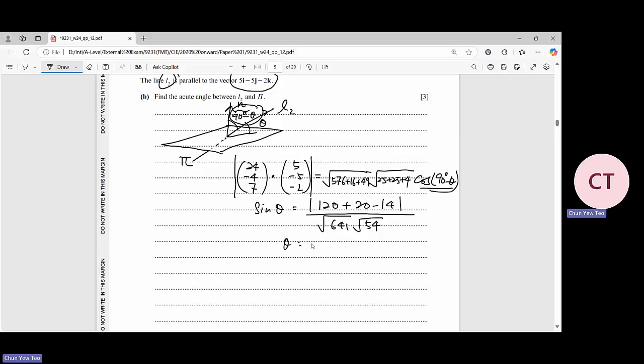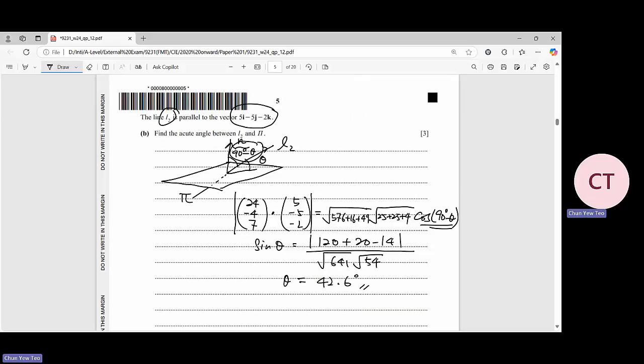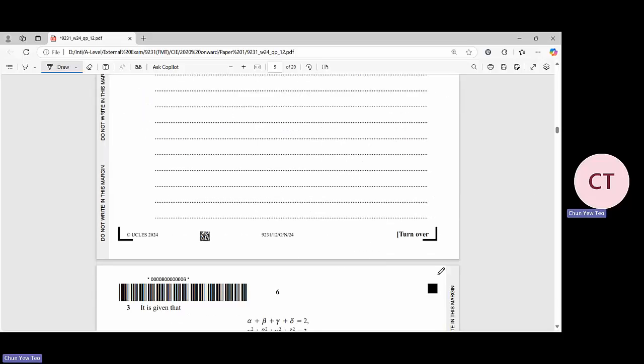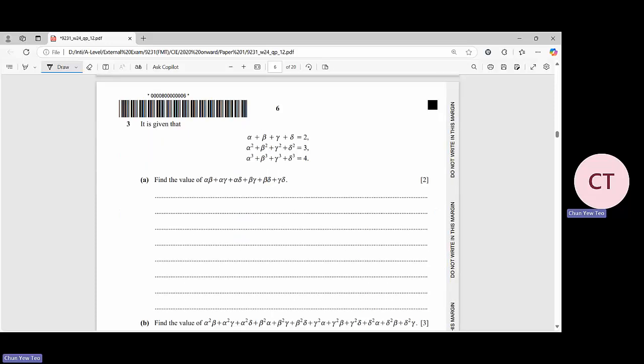Therefore, just press the calculator and you can get the answer for the acute angle between line number 2 and the plane pi. The answer will be 42.6 degrees. This will be the answer for number 2b. And moving on, we have question number 3.